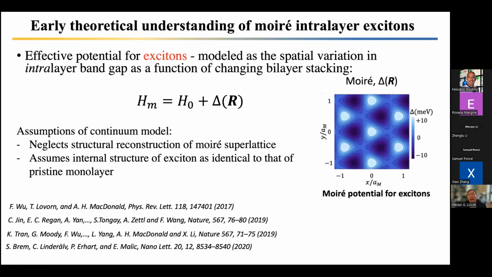An early theoretical understanding of this kind of Moiré intralayer exciton is through what we call a continuum model. In this model, one assumed the exciton sees an effective potential due to the Moiré superlattice formation, and it is modeled as the spatial variation in the intralayer band gap as a function of the changing layer stacking. However, within this model, there are 2 important physical assumptions.